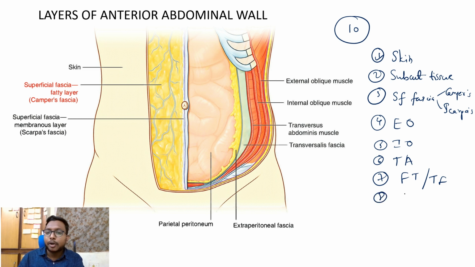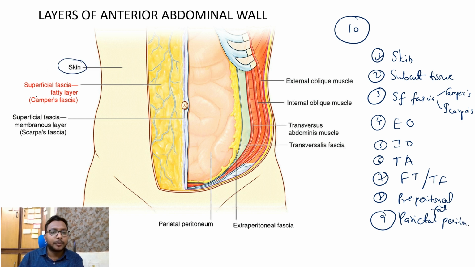Then extraperitoneal pad of fat or preperitoneal fat. Last is your parietal peritoneum. These are the 10 important layers we need to remember. So you can see here, this is the skin. Superficial fatty layer called Camper's fascia.